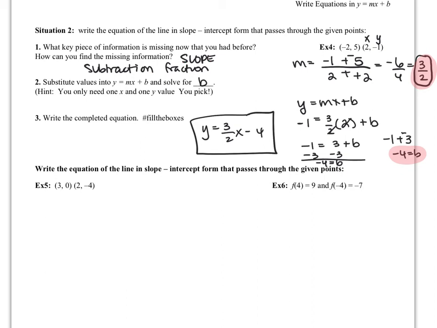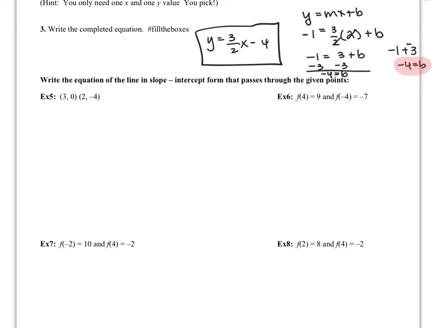So this has just one more step from the previous situation, in that we have to start by finding the slope, and that when it's time to substitute in, you just have 2 values for x and y that you can pick from. They need to stay together, but you can pick either one depending on what you find to be the best. Pause the video, try examples 5 through 8, press play when you're ready to check your answers.